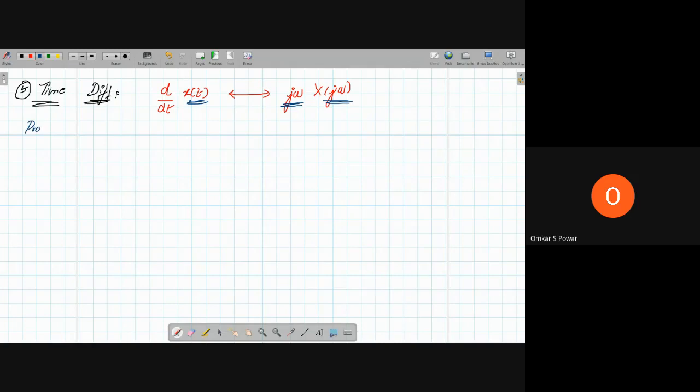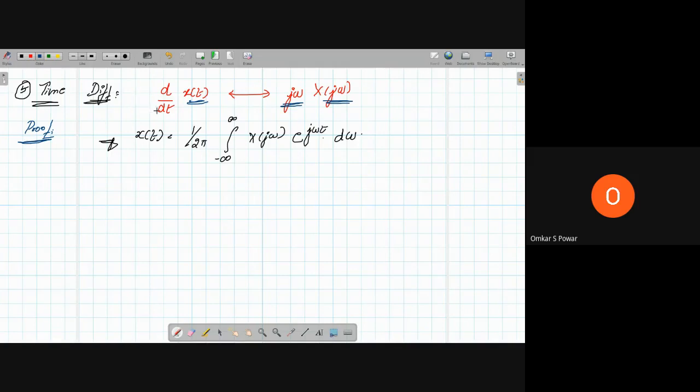Proof. How do we prove this? We know that x of t is equal to 1 by 2 pi integral from minus infinity to infinity X of j omega into e power j omega t d omega. This is our inverse Fourier transform formula to get the time domain signal from the frequency domain signal. Now using this one we will solve step by step.